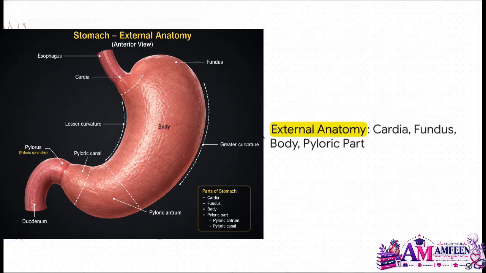Right above the level of the main stomach is the fundus. It is the rounded upper part of the stomach and can also act as a temporary storage area, especially for swallowed air and food. Then we have the body, which is the largest central part of the stomach. This is where a lot of the mixing and gastric activity actually takes place. Finally, we have the pyloric part, which connects the stomach to the duodenum. It includes the pyloric antrum and pyloric canal, ending at the pylorus.